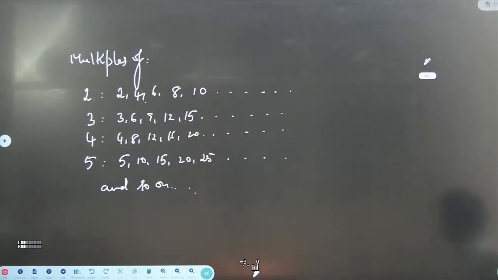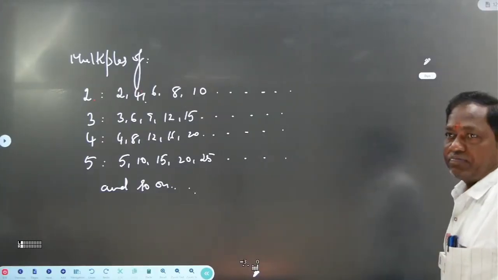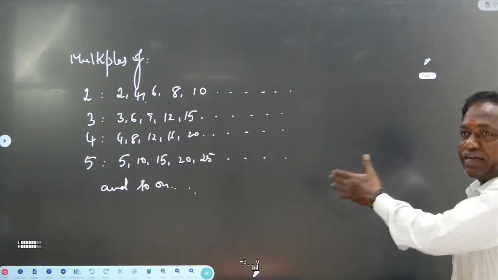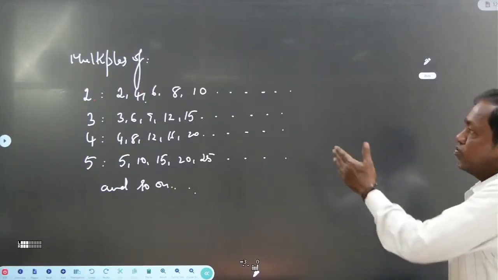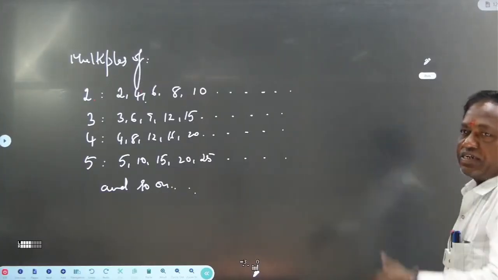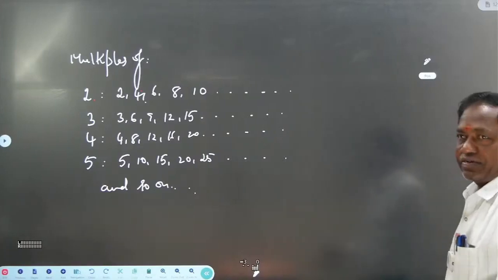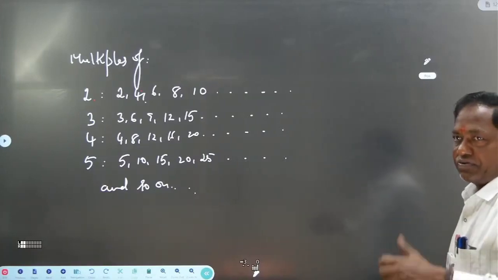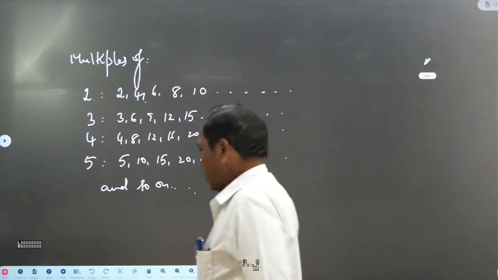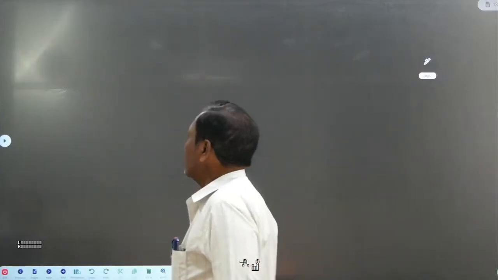The question is just multiples of a number. You write the multiples of the number. Multiples of means it will come like a table. Multiples of 2: 2, 4, 6, 8, 10 and so on. Multiples of 3: 3, 6, 9, 12, 15. It's a table. The word we need to know, that's all. Okay.